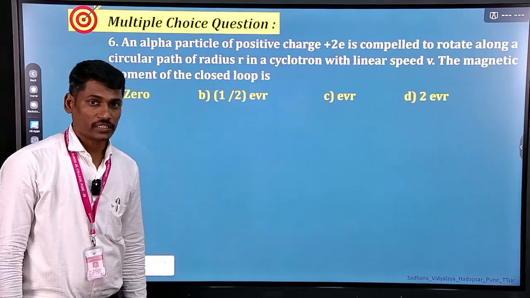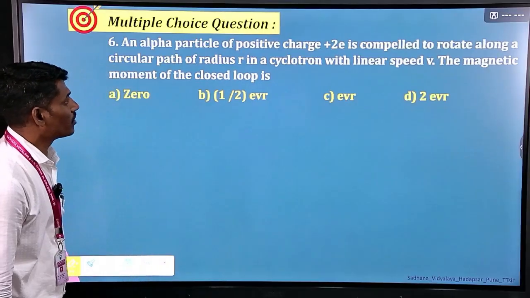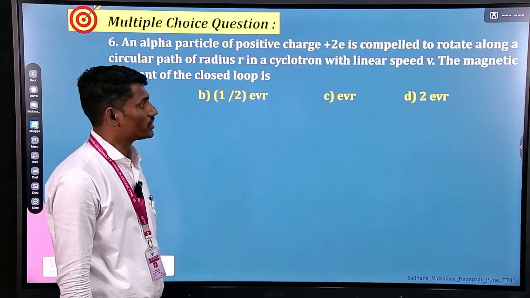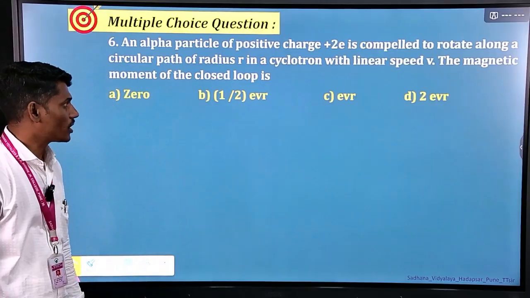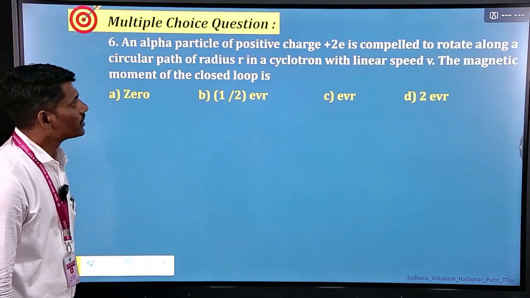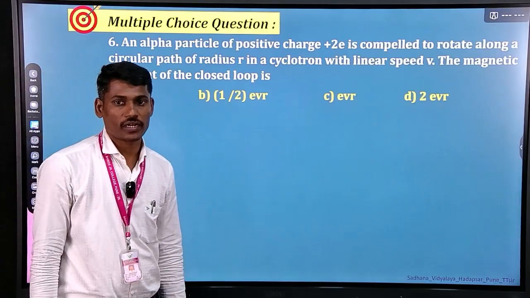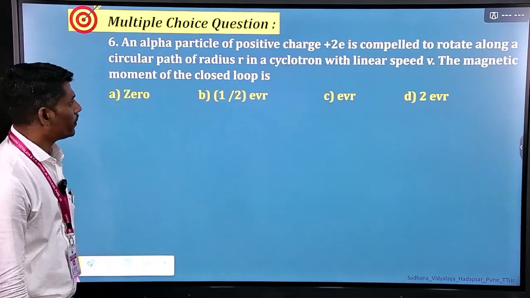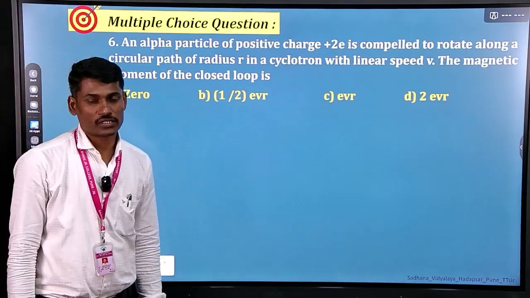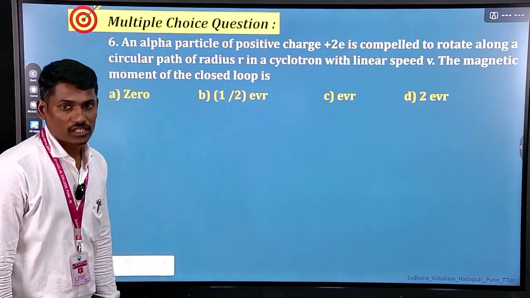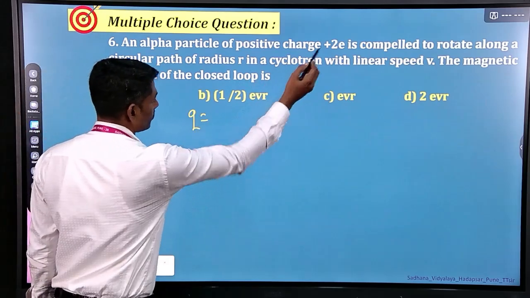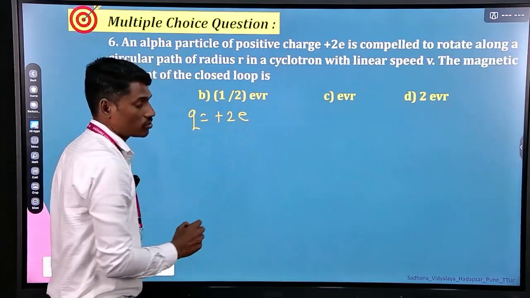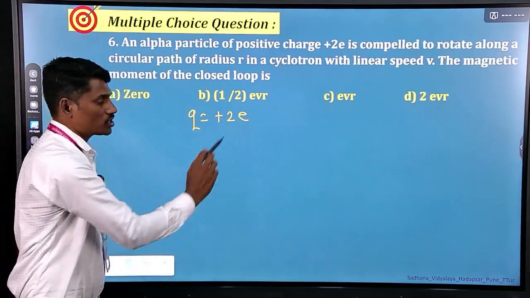Now here we solve this MCQ. An alpha particle of positive charge plus 2e is compelled to rotate along a circular path of radius r in a cyclotron with linear speed v. Now the magnetic moment of the closed loop is how much? Here the charge on an alpha particle is given, that means q is equal to plus 2e.